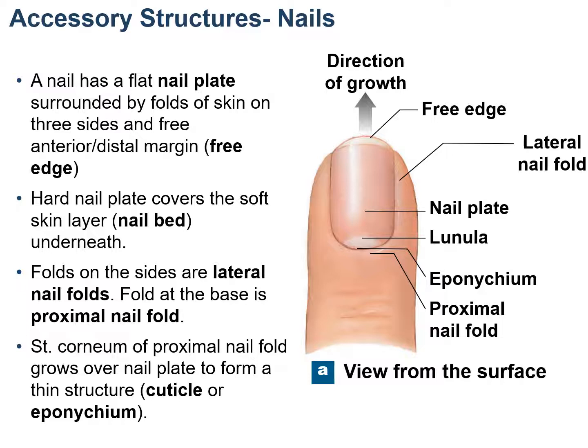Now the skin folds on the two sides of the nails are known as the lateral nail folds, while the skin at the base is called the proximal nail fold. Now the stratum corneum of the proximal nail fold grows over the nail plate and it forms a thin structure that is known as the cuticle or the eponychium.